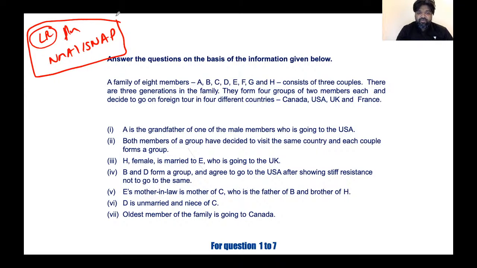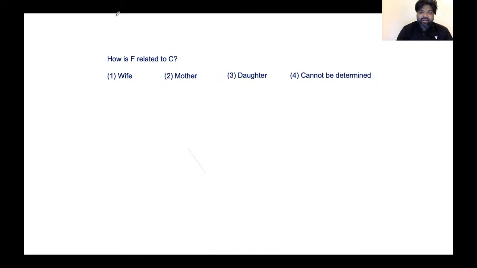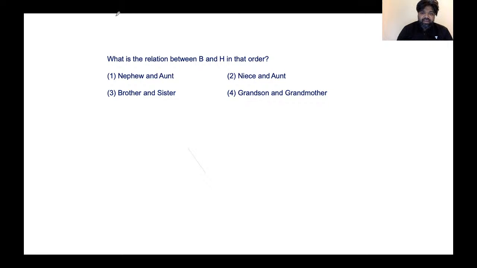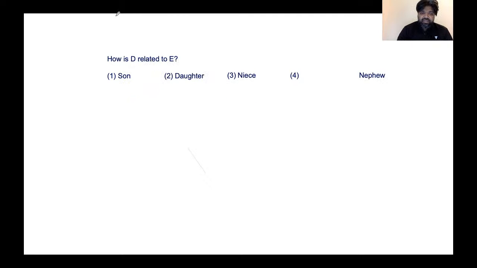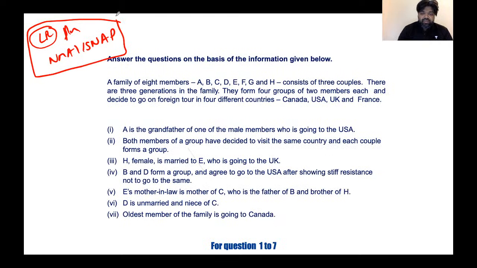Okay, so question number 1. How is F related to C? How many male members are there in the family? Which of the following groups goes to the UK? How is D related to E? How many children does A have? Which of the following persons goes to France? What is the relationship between B and H in that order? These are the questions. Okay, so let's form the family tree.